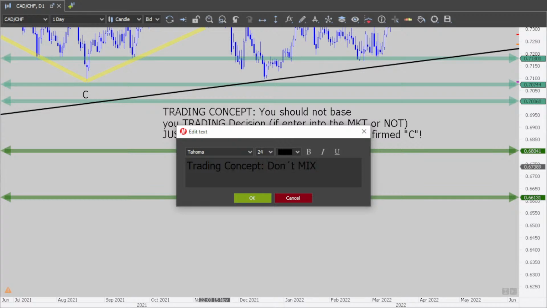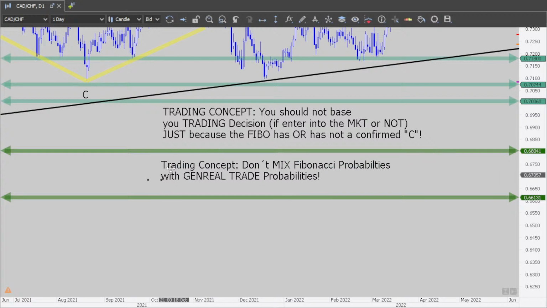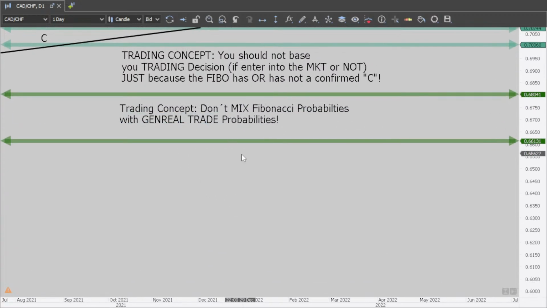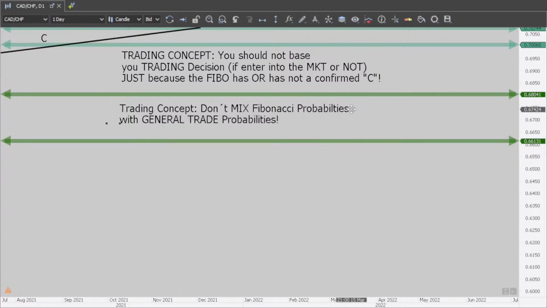Don't mix Fibonacci probabilities with general trade probabilities. Everybody makes sense? Somebody is asking, oh, but you said that it's 50%. You are mixing apples with bananas, everybody. Don't mix Fibonacci probabilities with general trade probabilities.